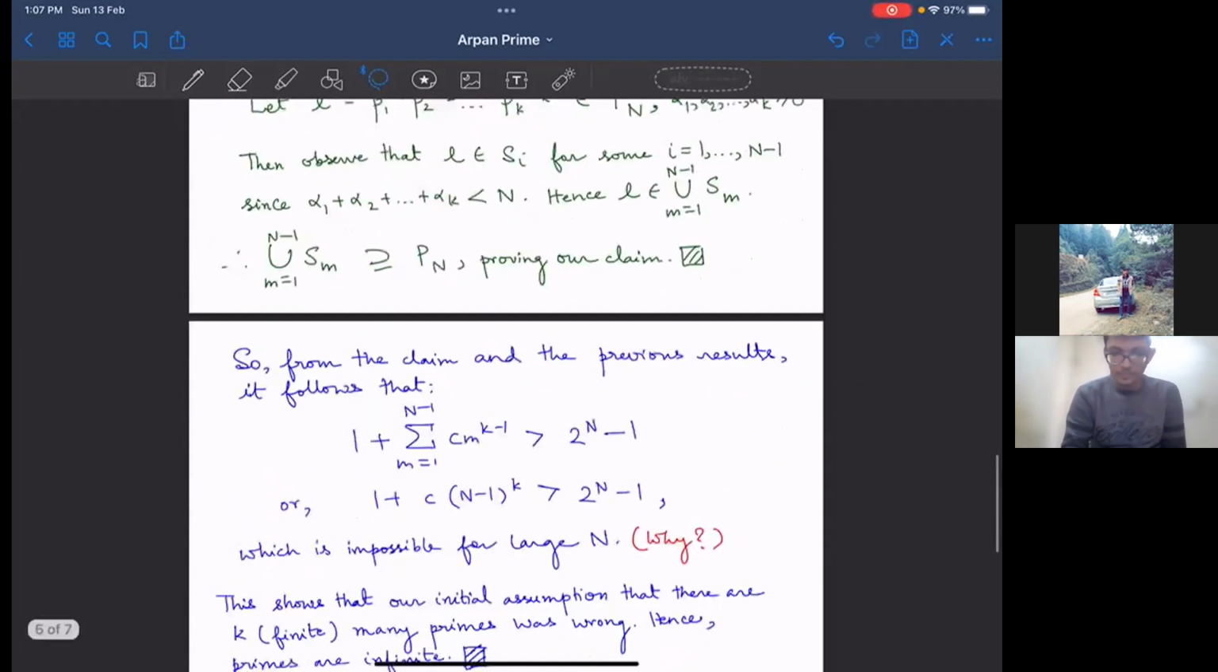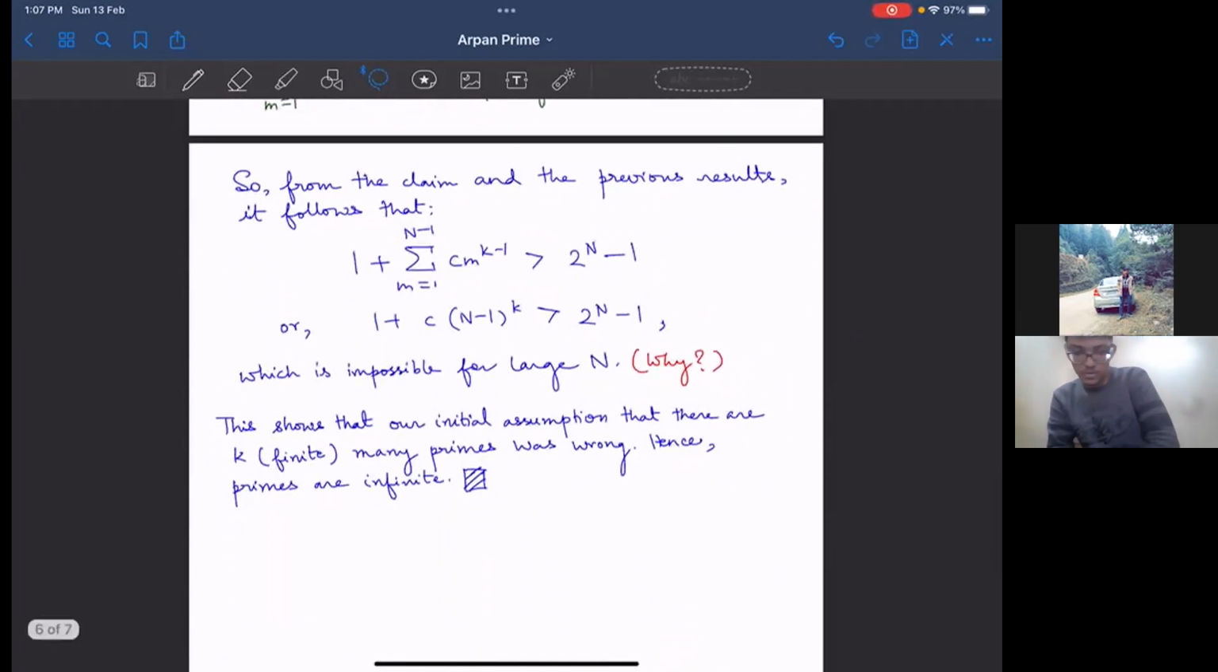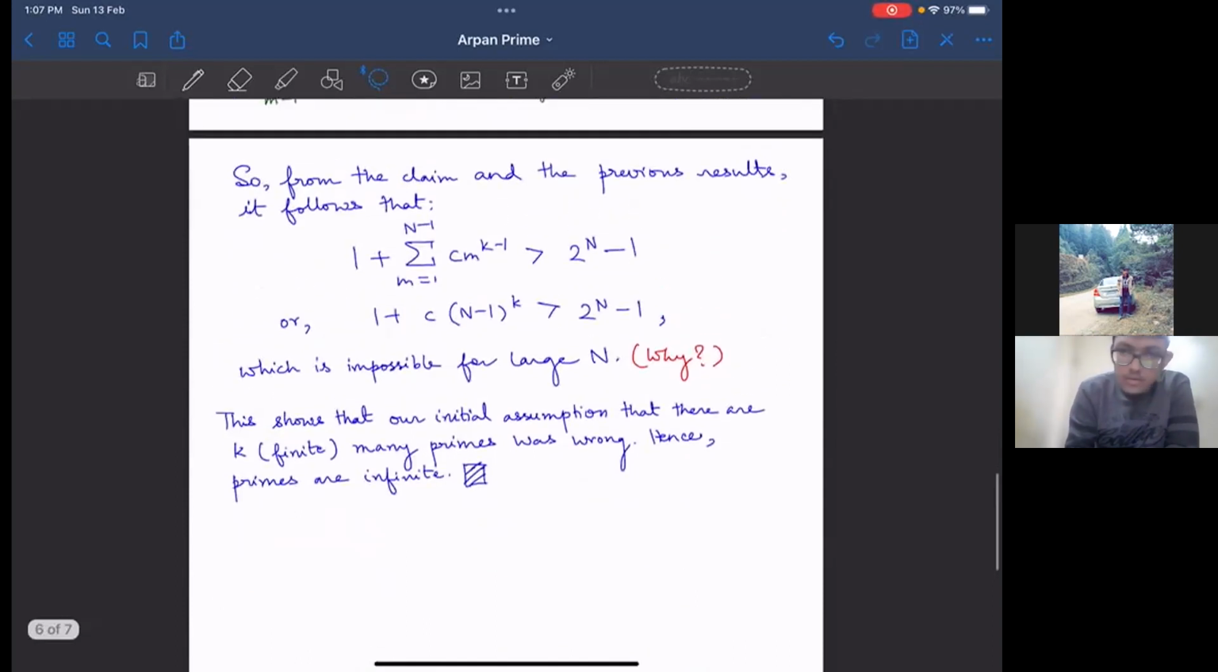All right. So once we have our claim, the proof is not exactly immediate. There are a few more steps to it. So from the claim and the previous results, it follows that this expression on the left-hand side, 1 plus the sum, is an n minus 1 degree polynomial, I believe, that is greater than 2 power n minus 1.